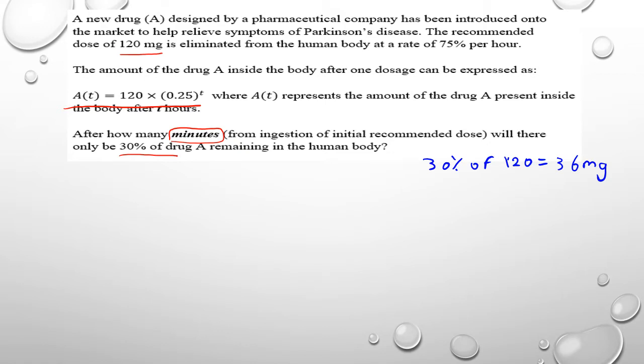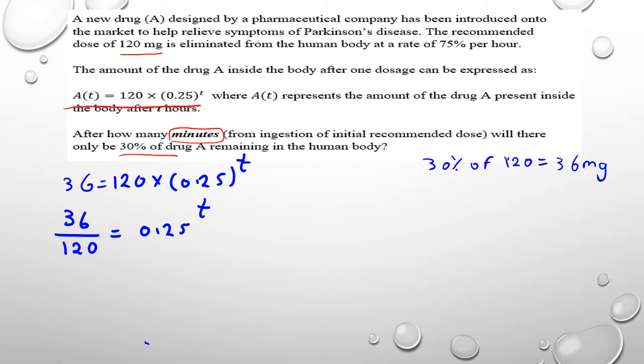So that's the amount that I need to find the time for. So after how many minutes does A of T become 36? So you would substitute 36 in the equation, 120 times 0.25 to the power of T. Now we rearrange. We divide the 36 by 120 just to have the terms that have the T on one side of the equation. You've noticed I did not do 36 divided by 120 and get the decimals for that. I didn't divide because I don't want to do any early rounding, so I'll keep this as 36 over 120.